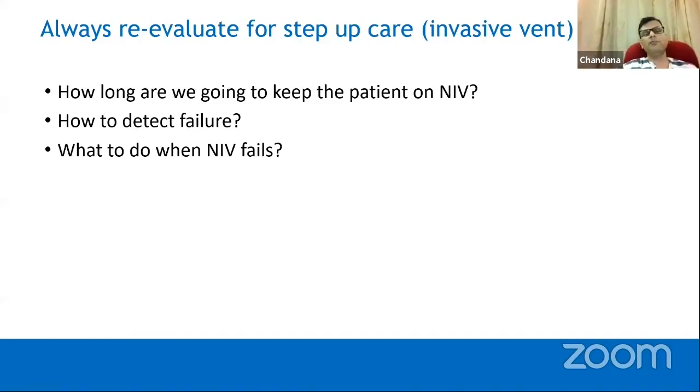When NIV fails, generally it's much better if you have facilities to intubate and ventilate, and then go ahead with intubation. But it's not a common option nowadays because ICU beds are not widely available, and there's no point trying to intubate if you don't have a ventilator. So you will have to keep the patient on NIV and try to optimize the mask and everything. But when it fails, you have to communicate the failure: the saturation is not high enough, saturation is dropping, blood pressure is dropping. These have to be communicated.